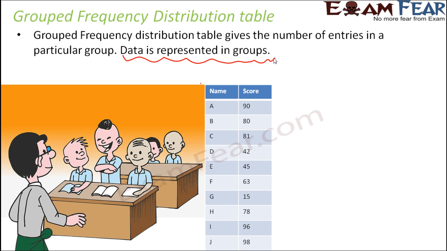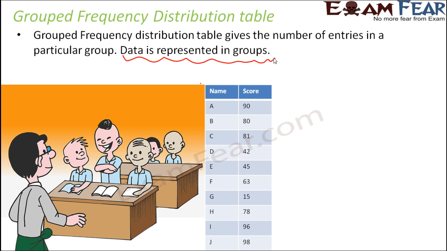Now let's say the names of the students are A, B, C, D, E, and so on, and their scores respectively are 90, 80, 81, 42, and so on. So these are the scores of the 10 students in the class. Now you must be knowing that in a real classroom there are a lot more than 10 students. There might be 60 students, there might be 100 students. Now for all those students you might have their different scores.